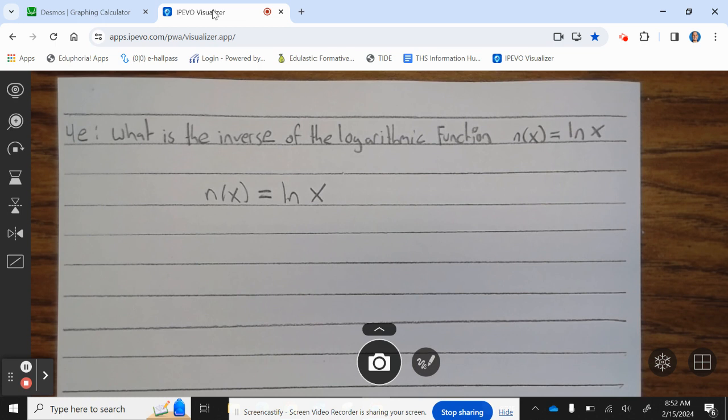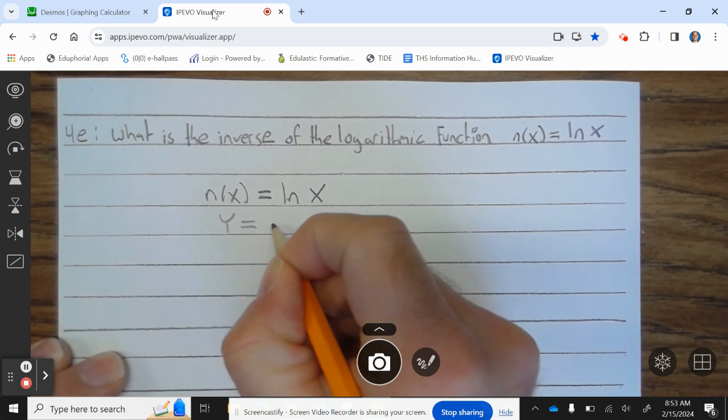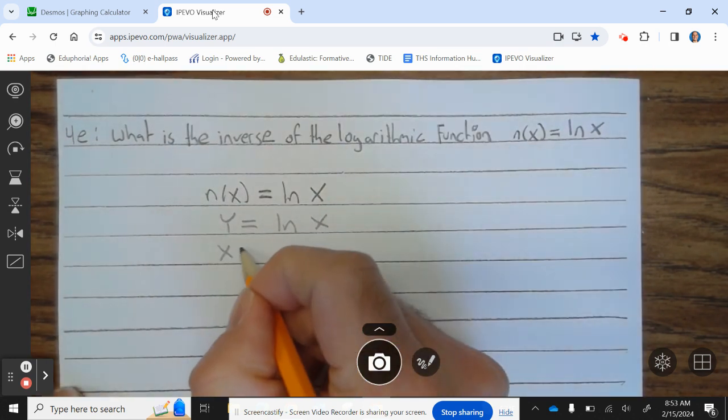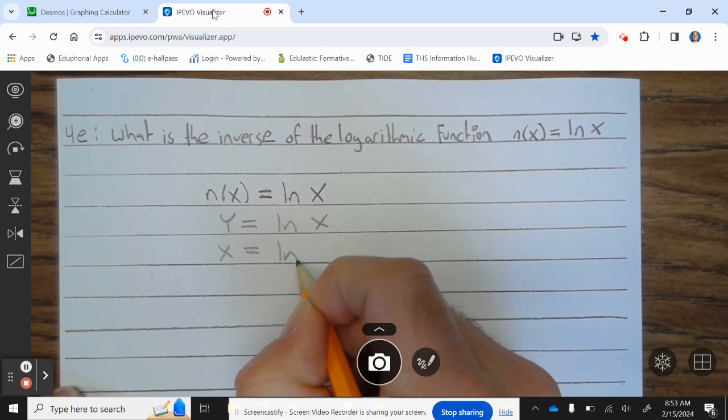4e. What is the inverse of the logarithmic function n of x equals ln of x? So first step, change n of x to y. So y equals natural log of x. And then for inverse, you switch x and y. So x equals ln of y.